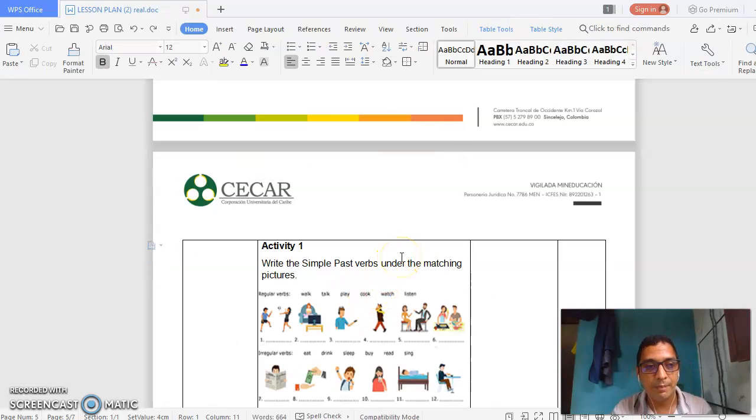Guys, the first activity of the simple past is very simple. Okay, the first activity, after I explained the simple past tense, because we already had an activity which was the warm-up activity. The activity is write the simple past verbs under the matching pictures. Okay, you can see some pictures, and on each picture you're going to see a verb, but this verb doesn't correspond to the picture. So you have to identify the action on the picture and write the verb that matches to that picture, but in simple past.